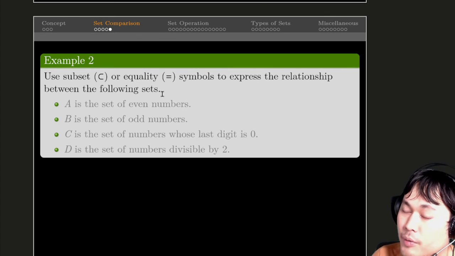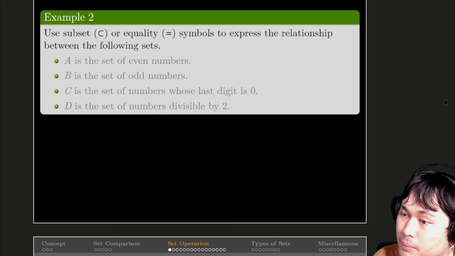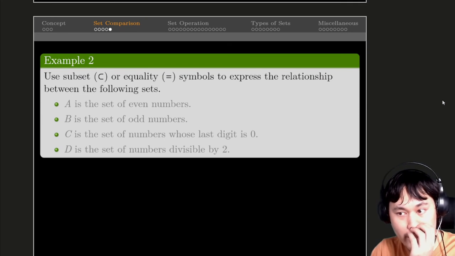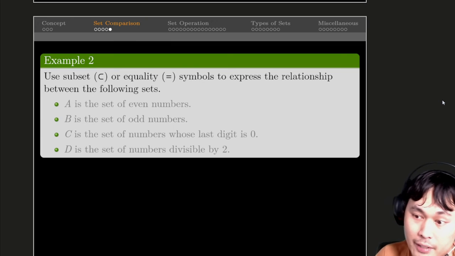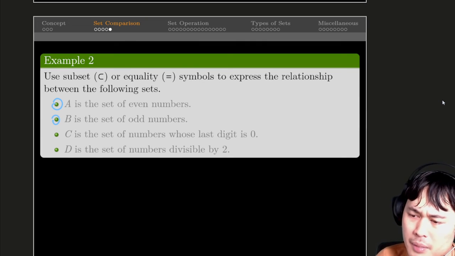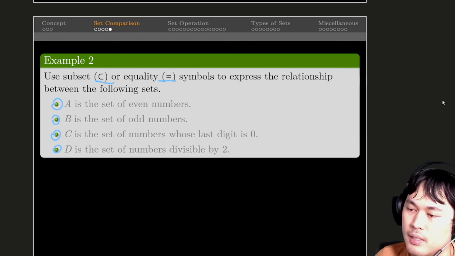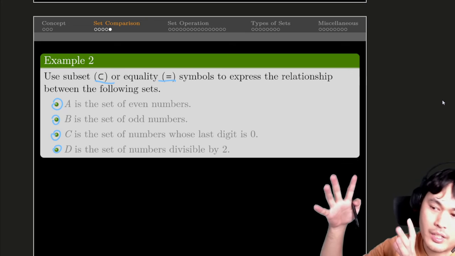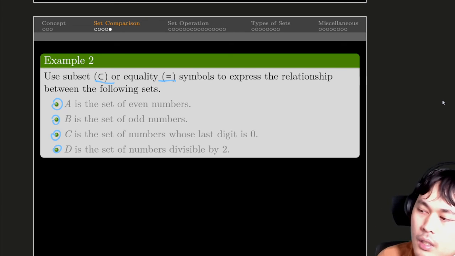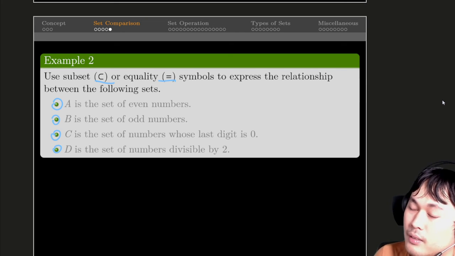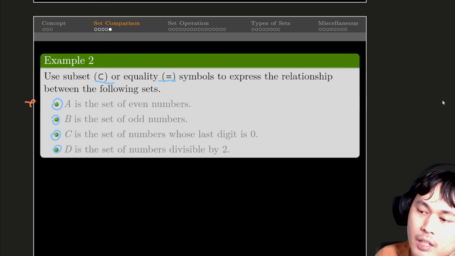Oh yeah, before we take a break, let's take a look at some quick examples. Okay, so here we have 4 sets. They are sets of numbers, and here we want to see if we can compare some of these sets. Some of these sets may be a subset of another. First, A is a set of even numbers.